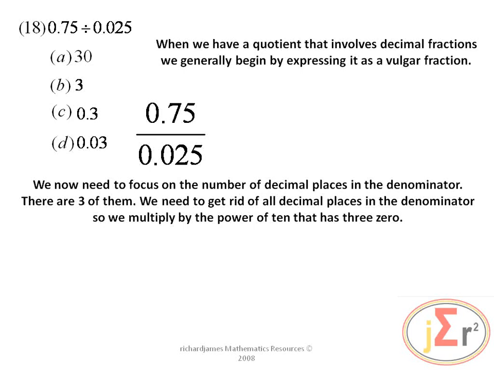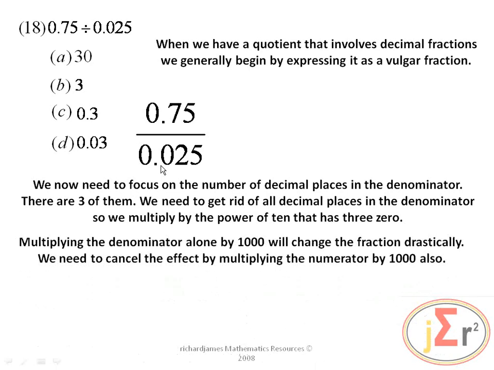That's an option. We now need to focus on the number of decimal places in the denominator. How many decimal places are there? 1, 2, 3. There are 3 of them in the denominator. We need to get rid of all decimal places in the denominator. So we multiply by the power of 10 that has 3 zeros. So that is our strategy. We have 3 decimal places in the denominator. Therefore, we are going to multiply the denominator by the power of 10 that has 3 zeros.